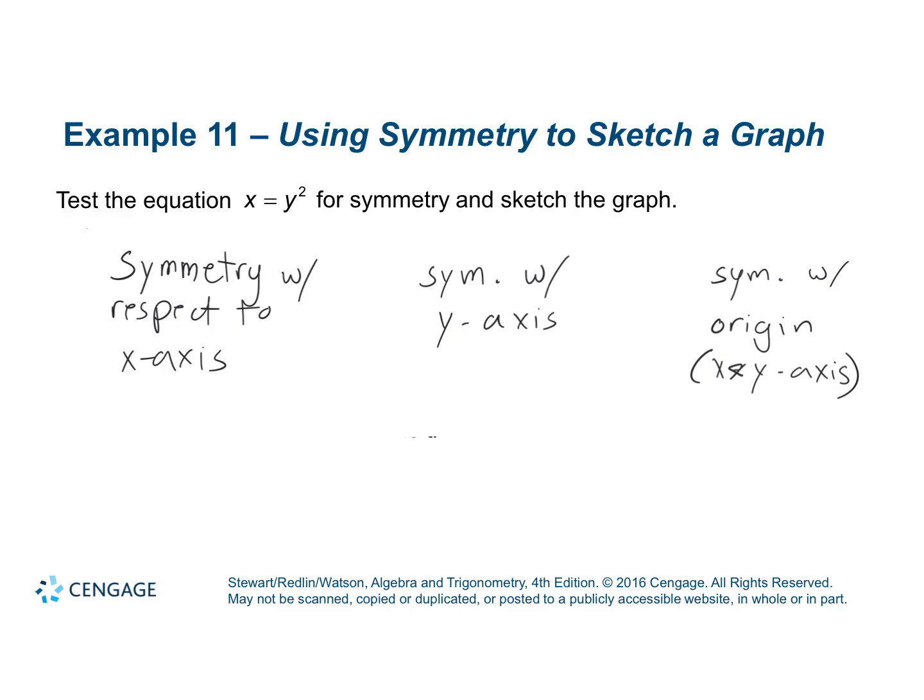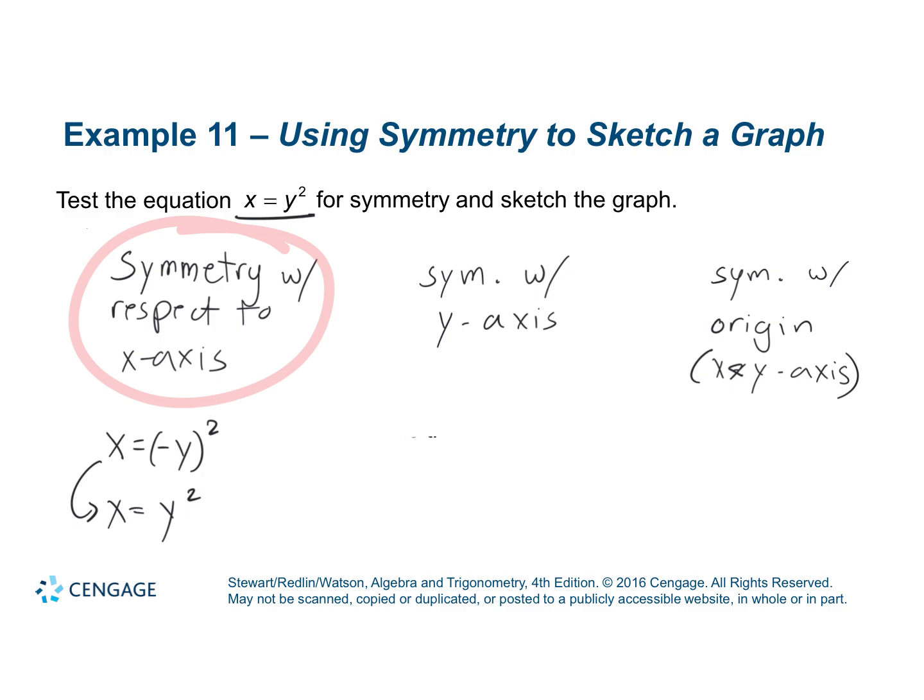So, let's test out the symmetry with the x-axis. So, we're going to do x is equal to negative y squared. If I were to square that negative y, I'm going to get x is equal to y squared. So again, the reason we don't get rid of the square is because technically it's not the equation, but we have to see how it would affect the variable. We get x is equal to y squared, which is the same as the original. So we have symmetry with respect to the x-axis.